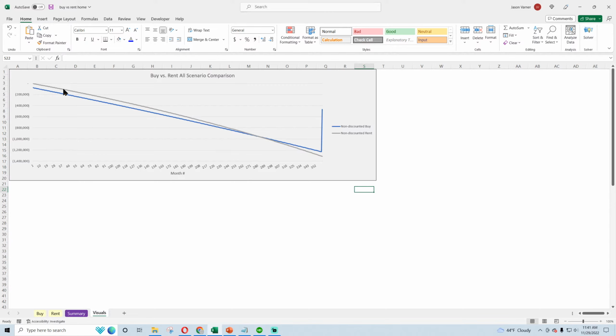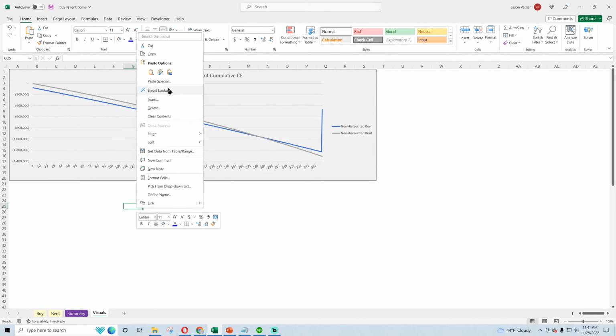So here you can see the rent is actually better in total cash flows, obviously, because you're not putting a down payment, but you do catch up eventually. So this is non-discounted buy versus rent cumulative cash flow. Eventually, though, the rent is going up higher and this is going down, and then you obviously have the sale of the home at the end. So you end up with a big gap at the end.